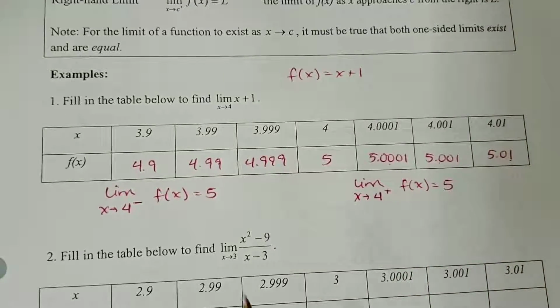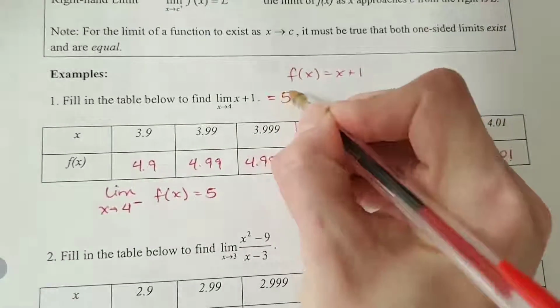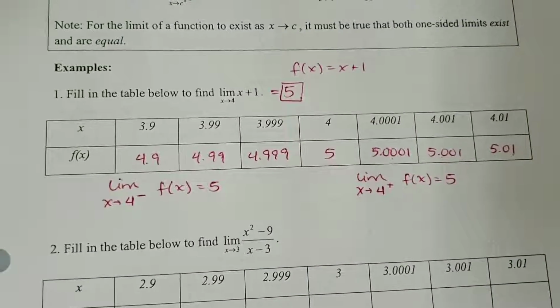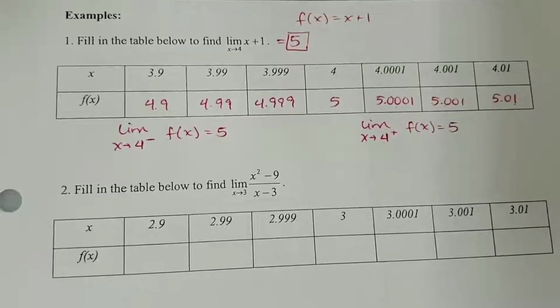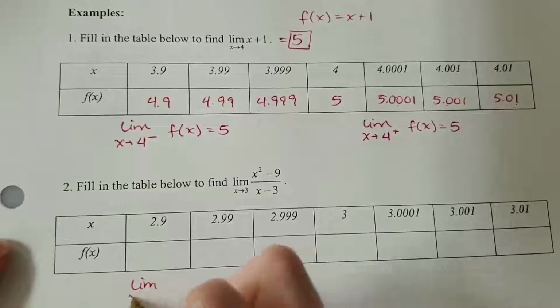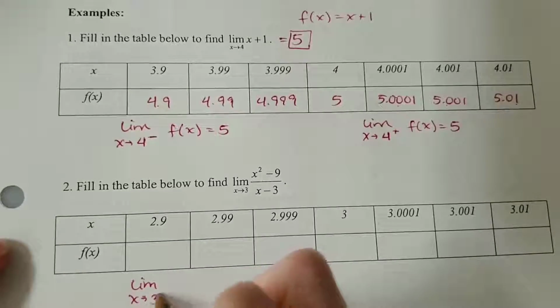All right? Because both of these left and right-hand limits are giving me the same value, 5, the limit of the function as x approaches 4 is going to be 5. So 5 is our answer there. Okay, go ahead, pause the video, and let's have you do, I want you to look again, I want you to look at the limit as x approaches 3 from the left.